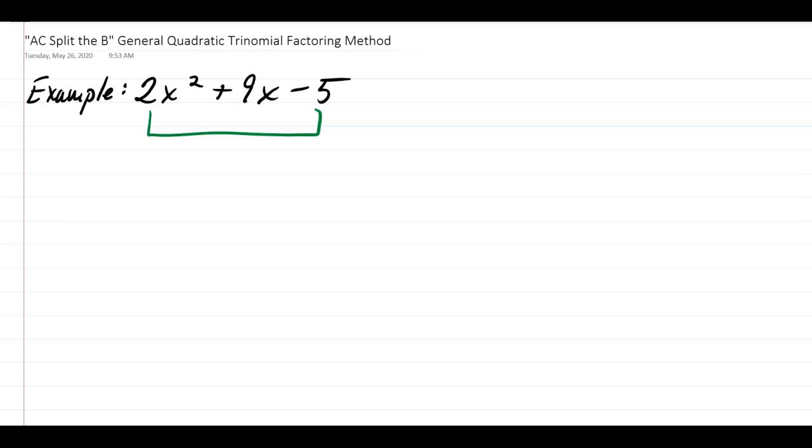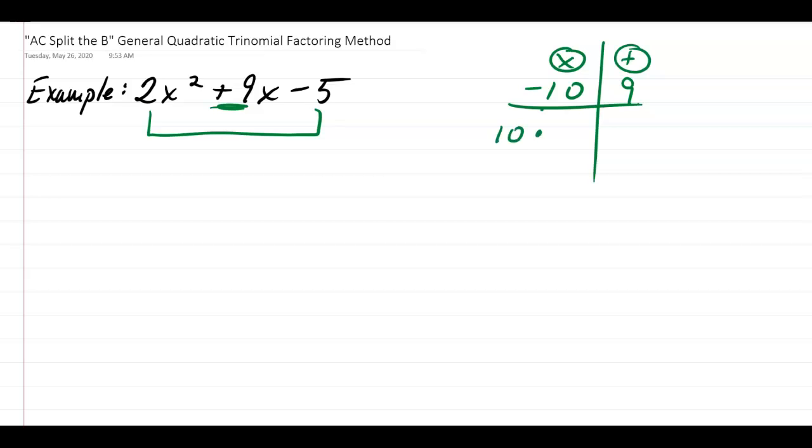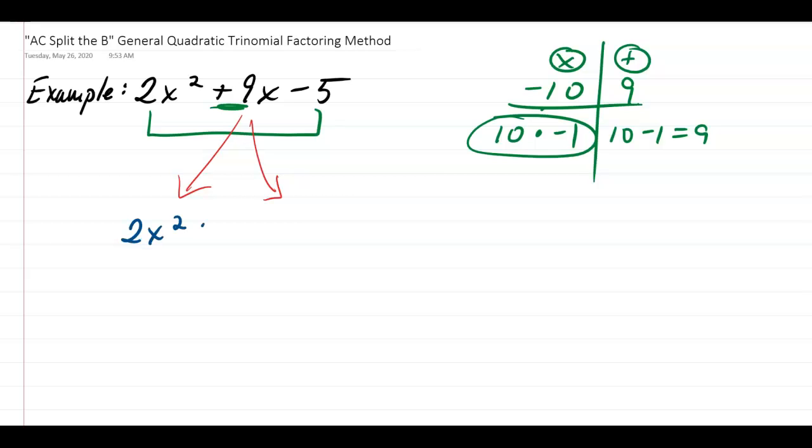So AC comes from 2 times negative 5. That's a negative 10. We're looking for factors of negative 10 that add up to the B value, which is 9. And since this is negative and that's positive, we need the bigger factor to be positive and the smaller factor to be negative. 10 minus 1 is 9. So in other words, 10 plus a negative 1. And so these are the factors at work. And we will split the 9x into 2 pieces using those two numbers. And so when we do this, we get 2x squared plus 10x minus 1x minus 5.